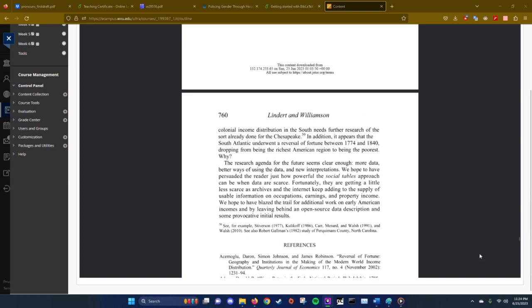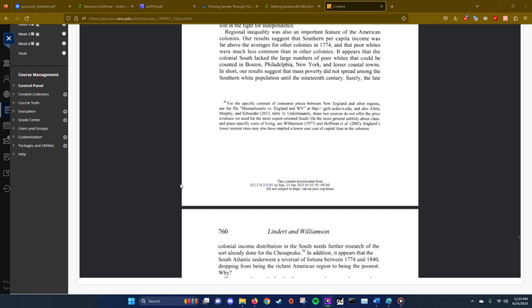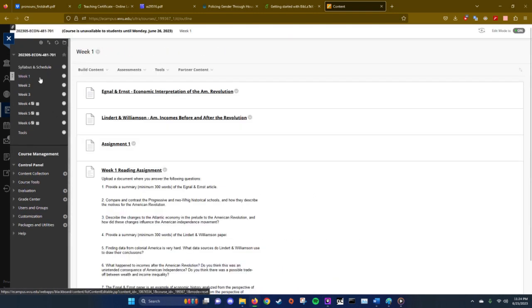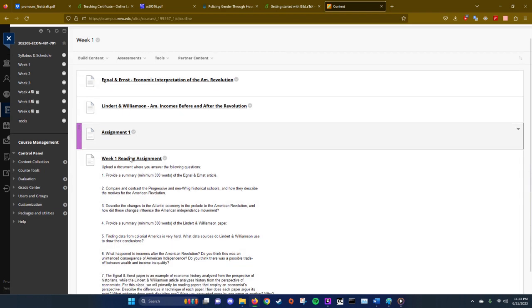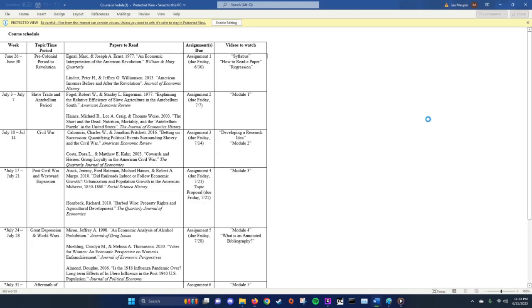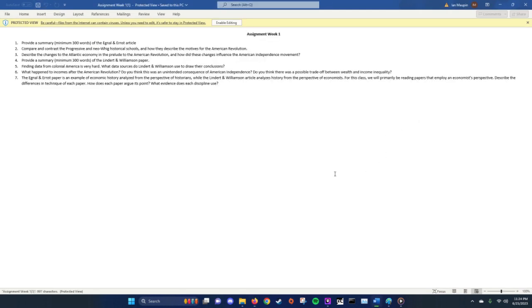But what about specific to this course? Well, luckily for you guys, hopefully, not only do you have the paper itself, but you have an assignment. So if we go to week 1 here, you can see here assignment 1. We open that up. You can see here I have some different questions and things about the paper that I would like you to answer. The first one here, regarding this paper, the Lindert and Williamson paper, is to write a summary.